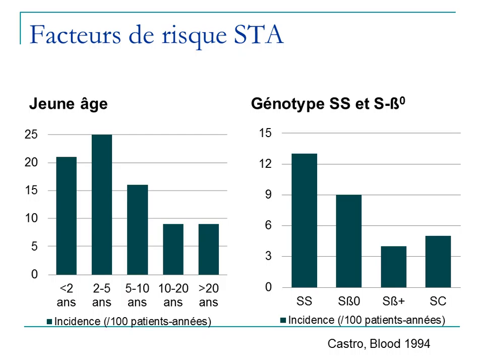Now, the risk factors are basically age, young age, a peak between the ages of 2 and 5, then it comes down, but we don't know whether it might not be at least partly connected to the reduction in the mortality of these patients, who will have fewer complications. The genotype is important in the incidence of the acute chest syndrome, with SS genotype and S beta 0.